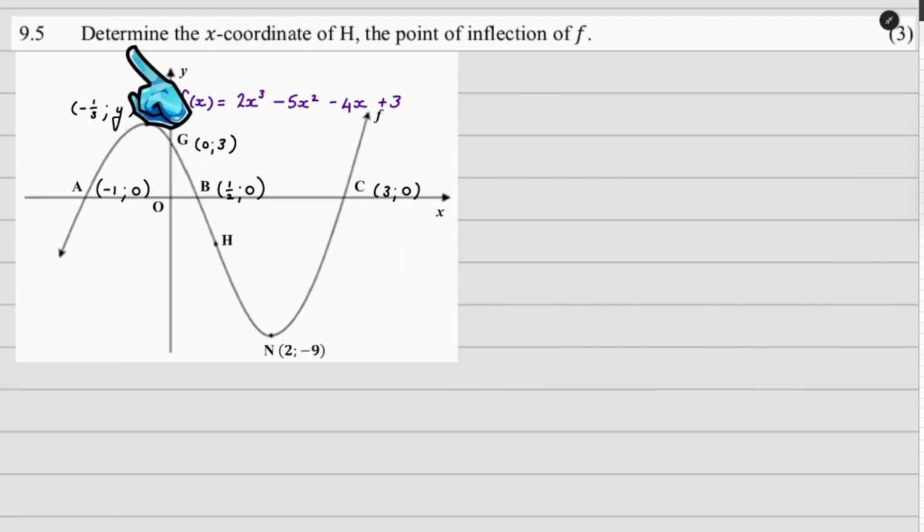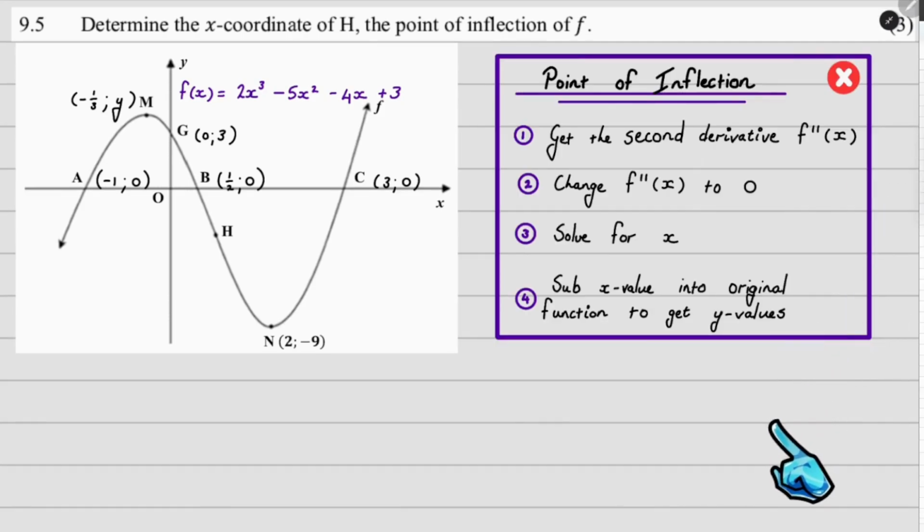Next up, we've been instructed to determine the x-coordinate of h, which is the point of inflection of f. Okay, to get the point of inflection, there's a procedure you must follow. Very similar to the last procedure with turning points, but one crucial difference. We now work with our second derivative, so we derive it twice, and then we change the double derivative to 0, and then we solve for x. And we don't need to do this last one, we don't need the y value because they only want the x coordinate, so we can get rid of point number 4 here.